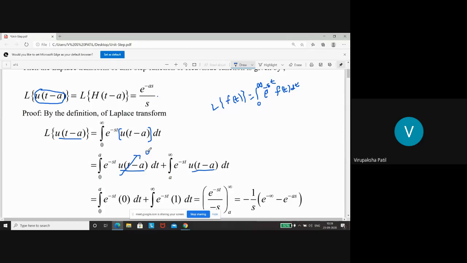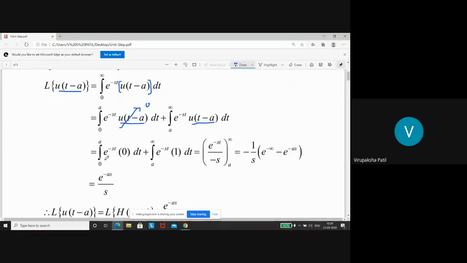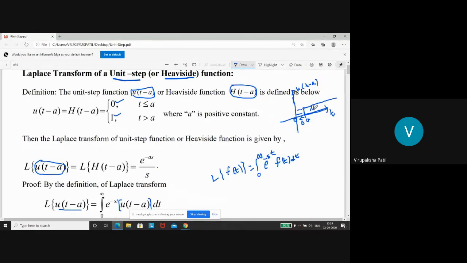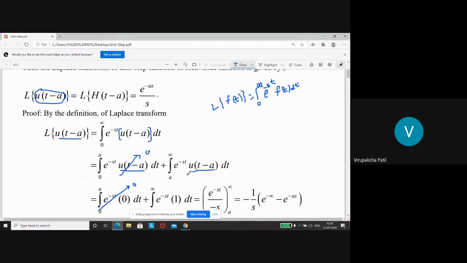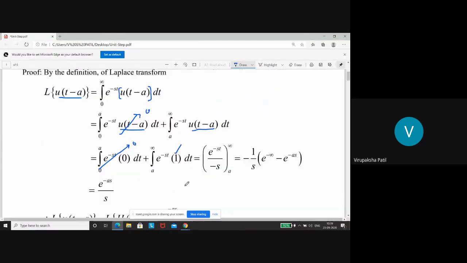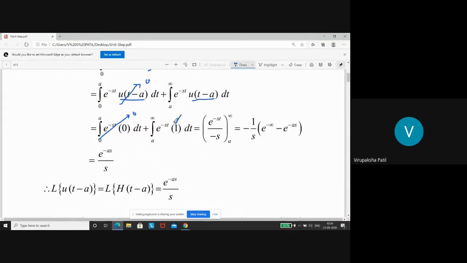This function is 0, so we have written 0 here. So this integral becomes 0. Now we only need to evaluate the integration from a to infinity of e to the power minus st dt, in this part, where the function takes the value 1. So we have to only integrate this.